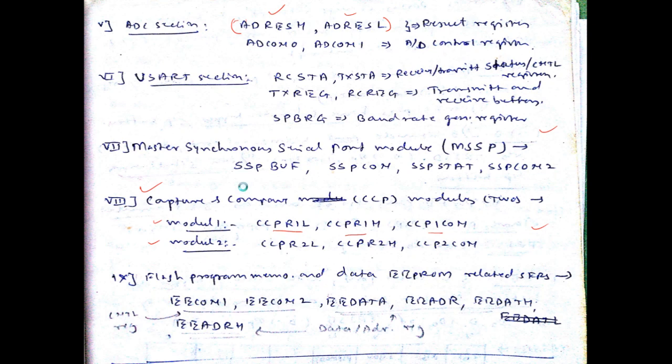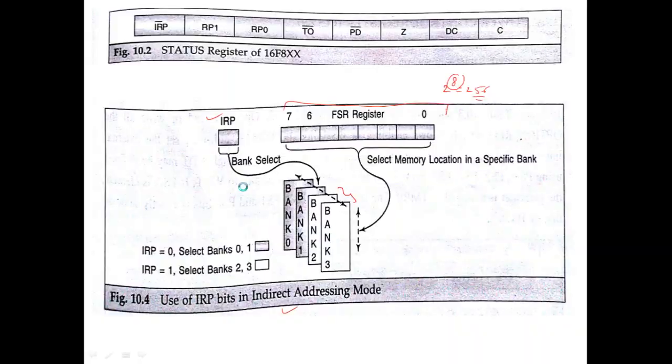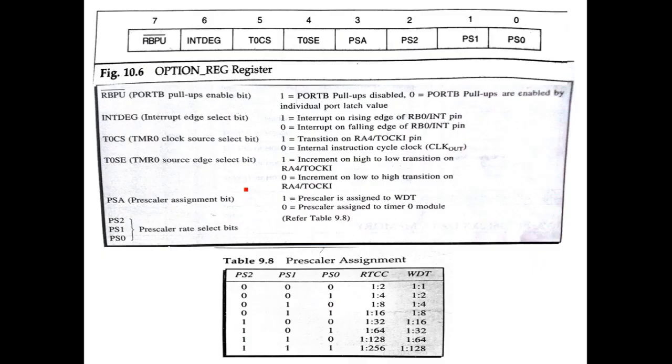basic SFRs. One of the basic SFRs, as we have seen, is the status register. This we have already discussed. Then we'll go to the option register. Another basic SFR is the option register. The structure of this option register is exactly identical to the structure of the option register in the microcontroller 16F877. We have already discussed that, so we just copy and paste from last semester's discussion. We have discussed all these bits and their functions. Same function here also. No change in the option register.